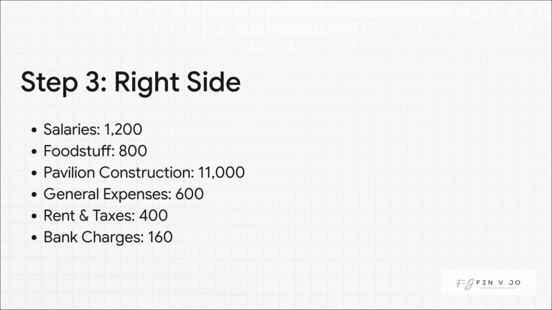So for step 3, we're going to credit all our payments. Salaries of $1,200, purchase of foodstuff for $800, that really hefty $11,000 for the pavilion construction, general expenses of $600, rent and taxes at $400, and finally bank charges of $160. Every single dollar that physically left the building gets recorded right here.